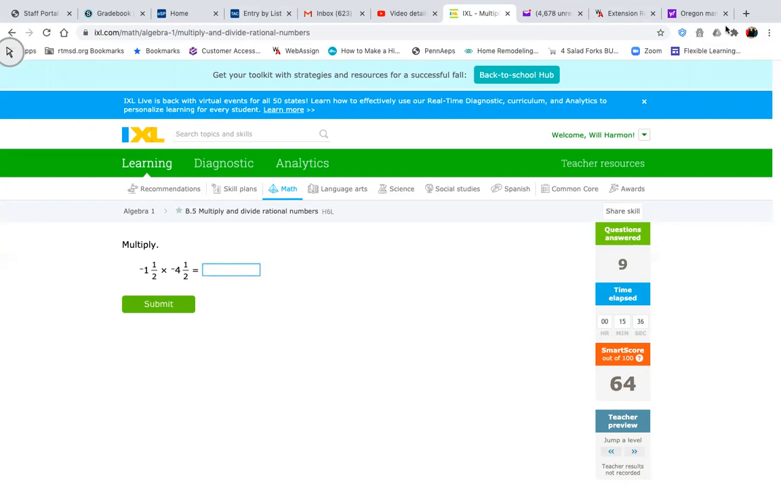All right. So we have to make these numbers into improper fractions. So I do 2 times 1, that's 2, plus 1 is 3. So it's -3 over 2, times, 2 times 4 is 8, plus 1 is 9. So that would be 9 over 2, and it's negative. Now notice I can't cancel anything here because there's nothing shared on the top and bottom. So I can do -3 times -9, that's 27, and 2 times 2 is 4.